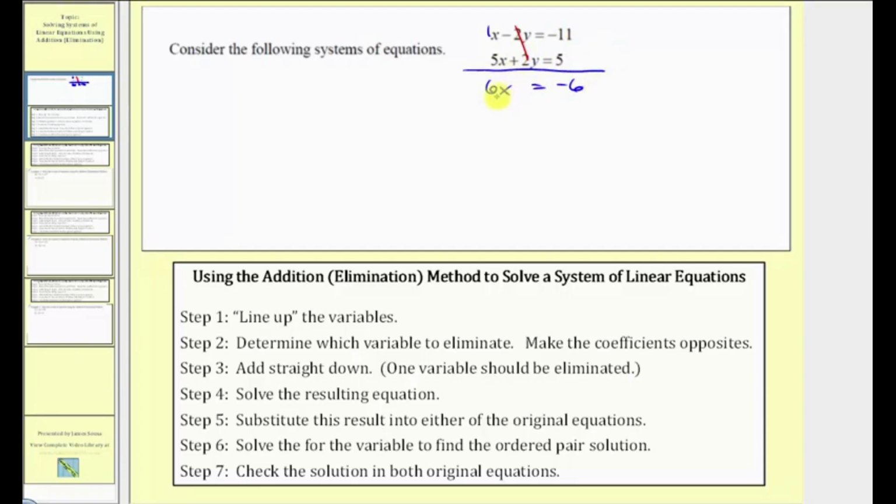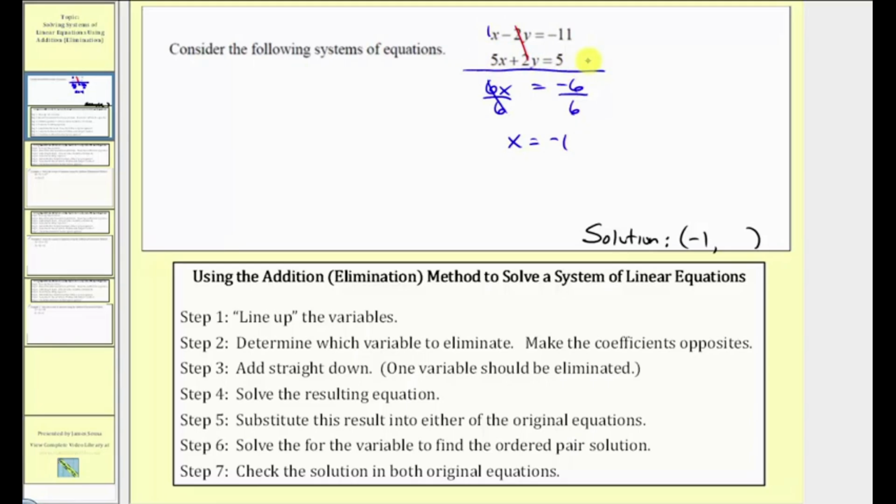Here we can solve for x by dividing both sides by 6. So we get x equals negative 1. So for our solution, which we know is an ordered pair, the first value of the ordered pair would be negative 1. And now to find y, because we know x equals negative 1, we can substitute negative 1 for x into either of the original equations.